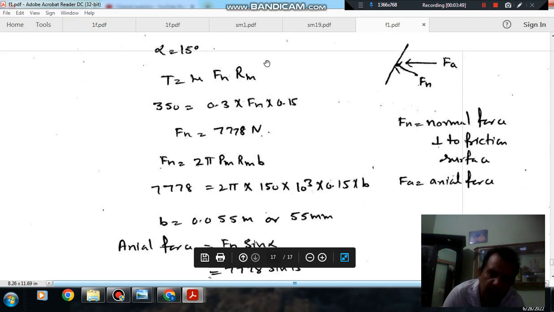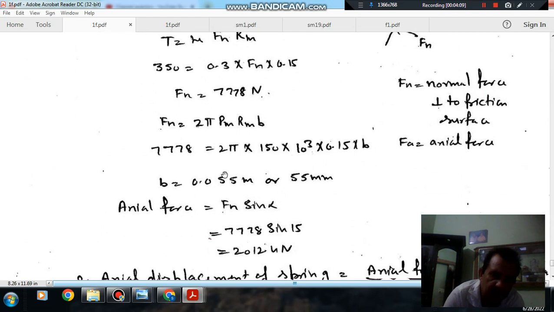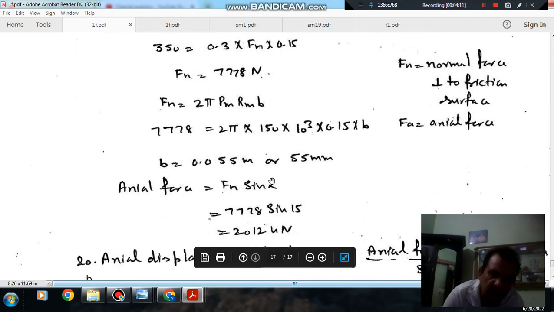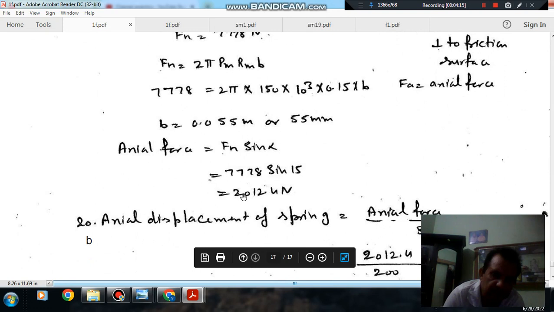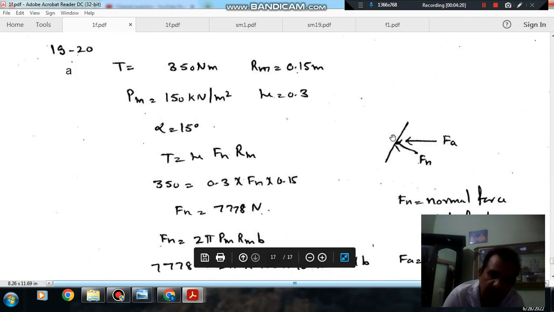How? This angle is alpha, this angle is alpha. This surface is perpendicular to this, and this surface is perpendicular to F. So that angle will be 90 minus alpha, so F will be Fn cos of 90 minus alpha, or Fn sin alpha. So that is your axial force. The axial force is 2012.4 Newton. So that is the force which can exert an opposite force equal to that in the clutch.